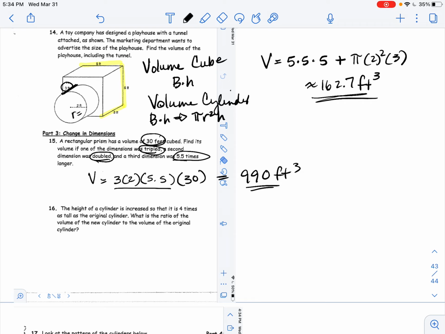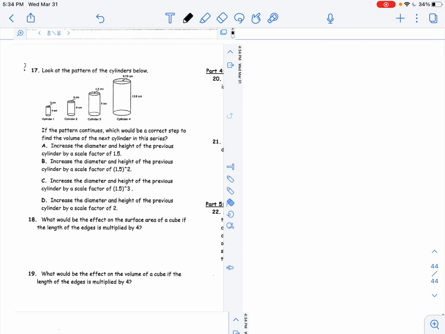Okay, and number 16, the height of a cylinder is increased, so it is 4 times as tall as the original. So my new is 4 times what my old was, okay? And that is just straight from here. The height is increased, it's 4 times as tall as the original. What is the ratio of the new to the original? So the new to the original, it's 4 to 1.